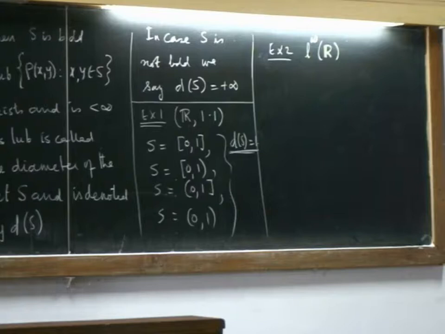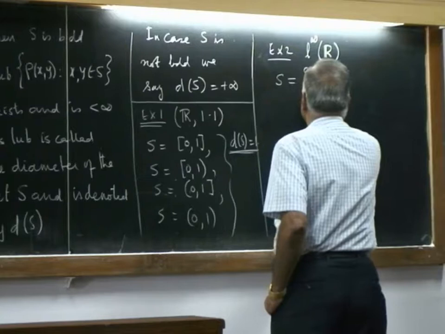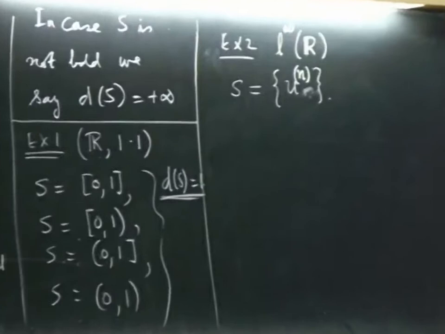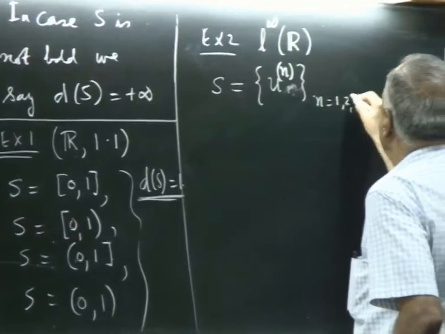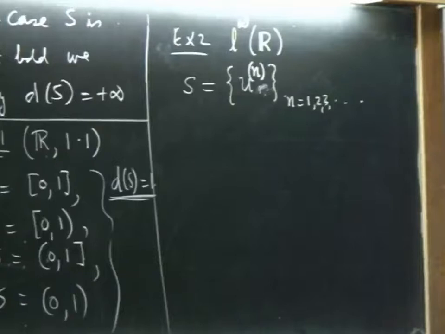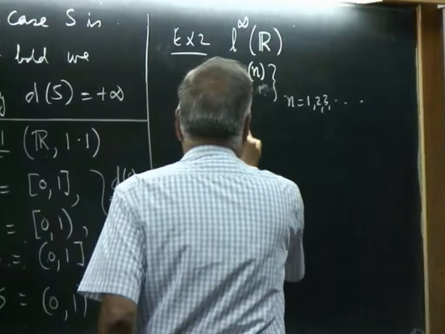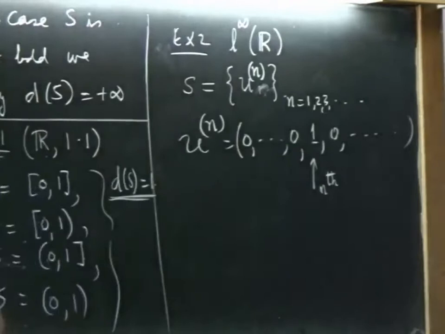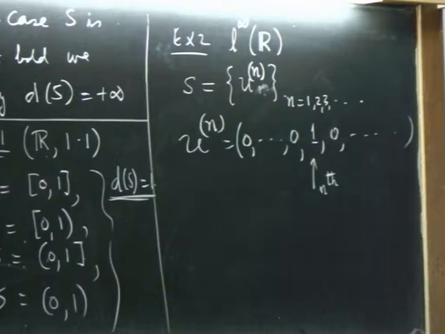In this, look at the set S, which consists of all these u^n, where n equals 1, 2, 3, etc. What is u^n? u^n is the sequence which has 1 as the nth component, and except for the nth component, everything else is 0. These are all in L infinity. So, I am considering a set S consisting of all such sequences, and this is a subset of the L infinity space.